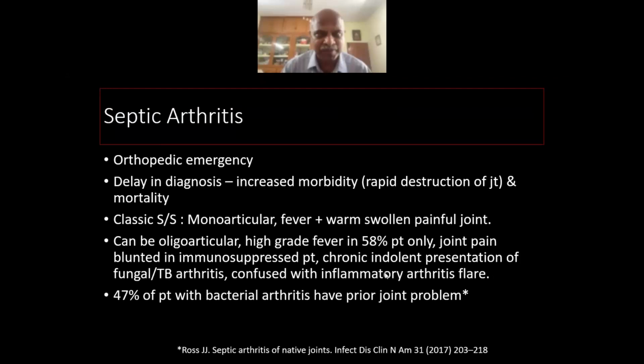But the worst is that it can be confused with an acute flare of an inflammatory arthritis. And the reason why this is so important is because about 47%, that's nearly as good as 50%, of patients with bacterial arthritis have prior joint problems. So our challenge really is to not miss septic arthritis and call it an acute flare of an underlying joint disease.